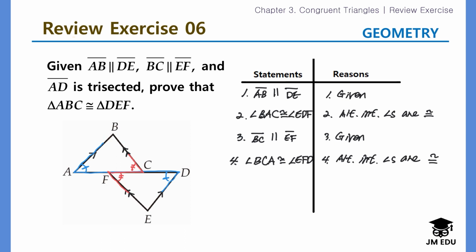Here, the third given was AD. AD is trisected, divided into three equal parts, right? Then we know that AF right here, FC right here, and CD right here are all equal to each other, right? So I'm going to write number 5, AF is congruent to side CD. Reason, because AD is trisected.